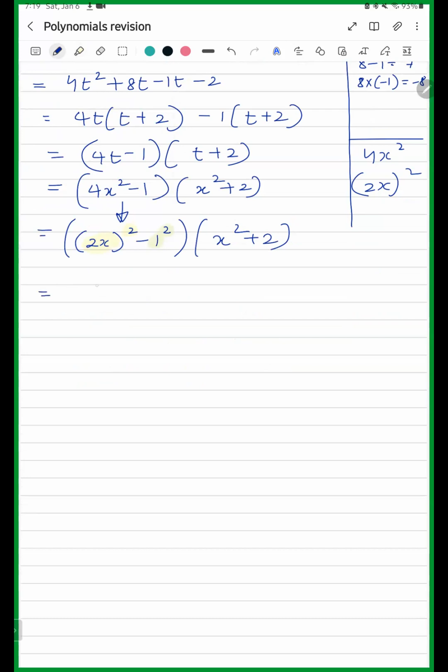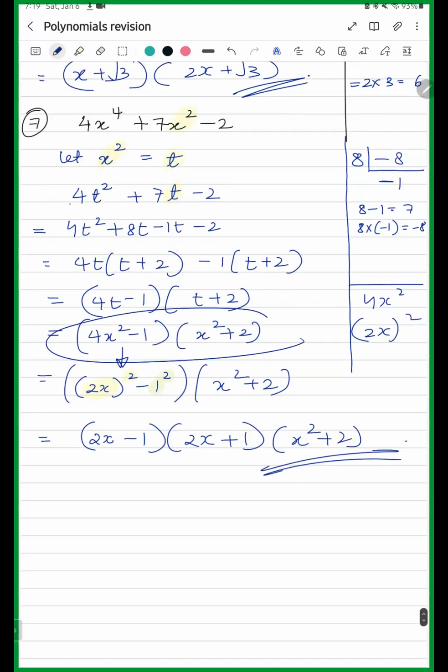So we're going to write a, which is 2x, minus b, which is 1, into a, which is 2x, plus b, which is 1. And then whatever was left. So this is going to be our final answer. If you write till here, you will get half the marks. So you have to write it till the end.